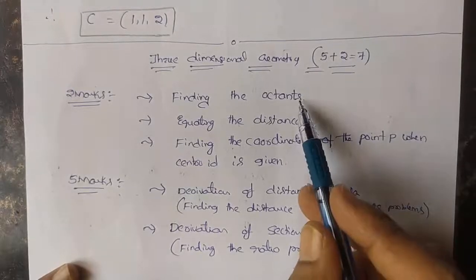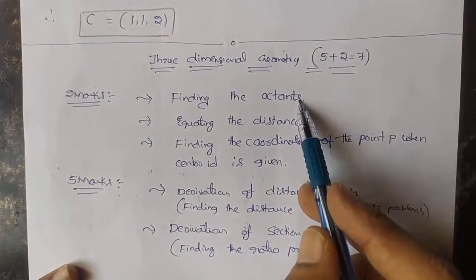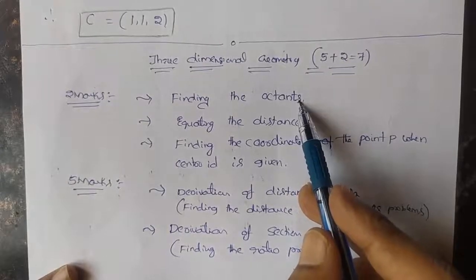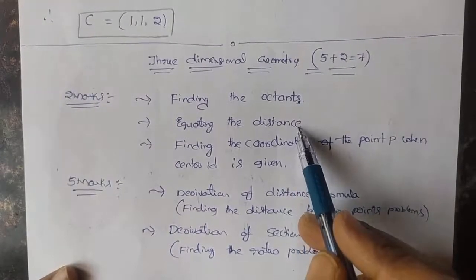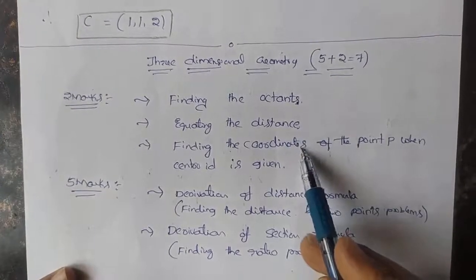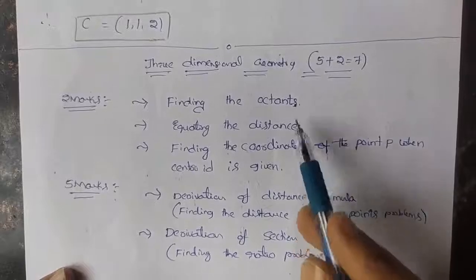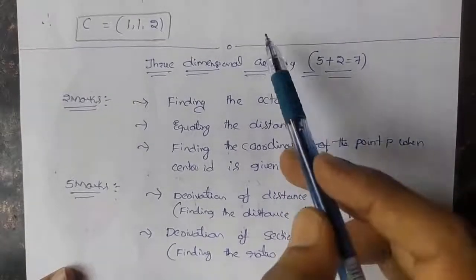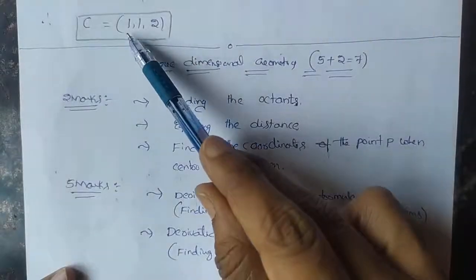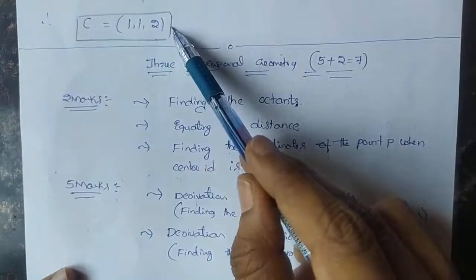2 marks question, finding the octants. This topic I already told you in the first class itself. Equating the distance, this I told you in the second video. This question I told you in the previous problem. See, I think that problem is visible to you. C equals to 1, 1, 2. This question is important for 2 marks.